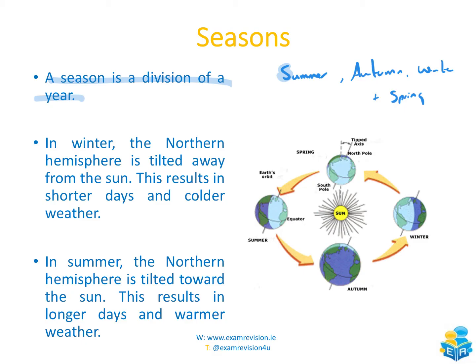So that's the seasons. It's just a division of the year. We have summer, autumn, winter, and spring, and it's because of our tilt. Are we tilted toward the sun for longer days and better weather, or tilted away from the sun?